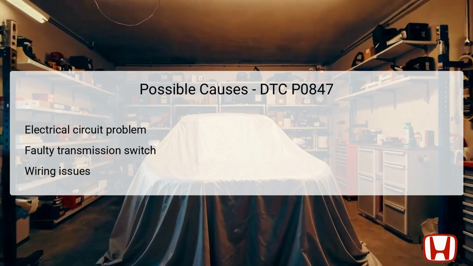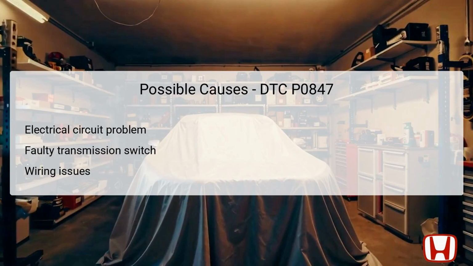A faulty transmission switch indicates that the switch could be permanently closed due to internal failure, causing it to always indicate high pressure, which prevents normal operation. Wiring issues may involve shorts to ground or open circuits that disrupt communication between the switch and the PCM. Understanding these causes is crucial for effective troubleshooting, as addressing them helps in restoring the system's functionality and alleviating shifting issues.